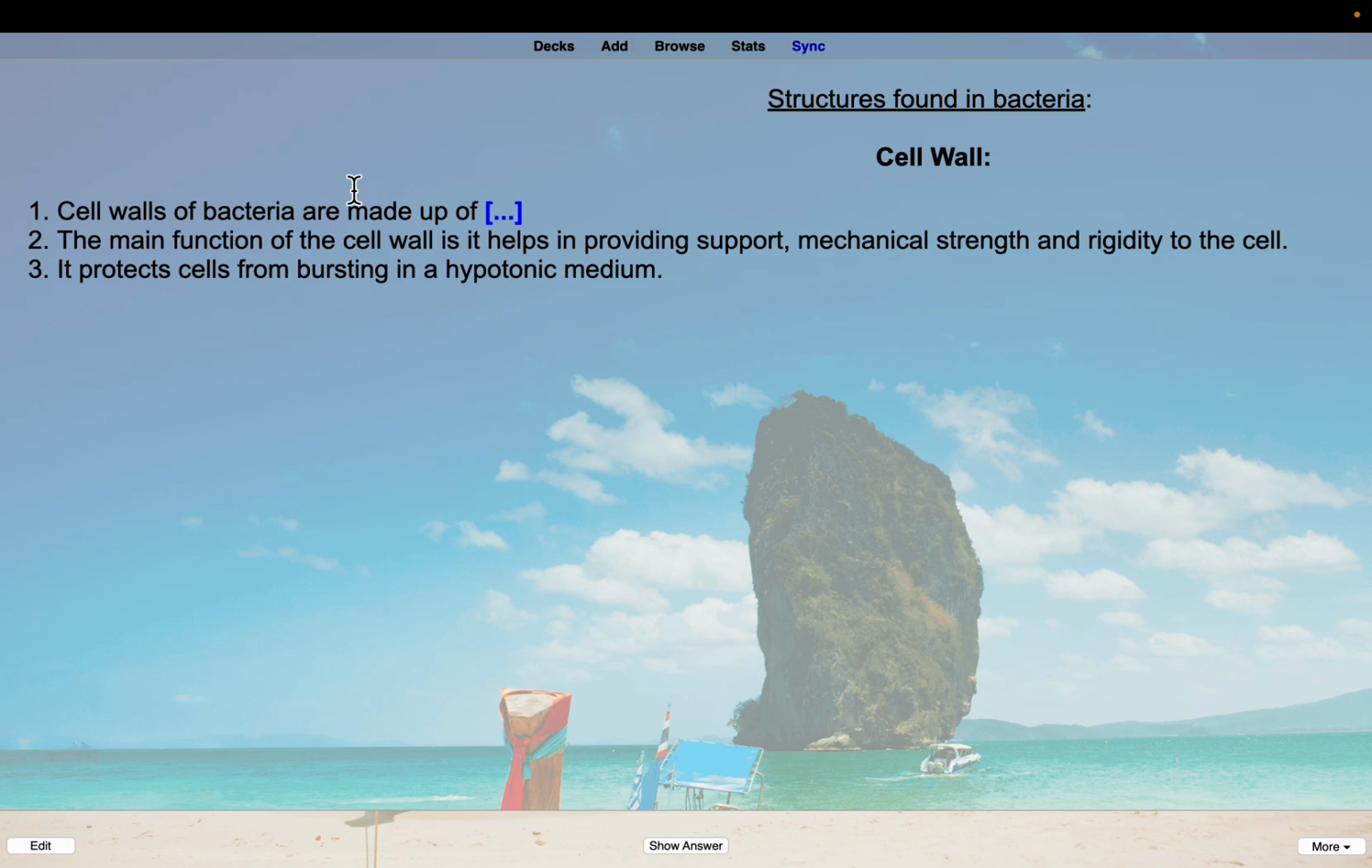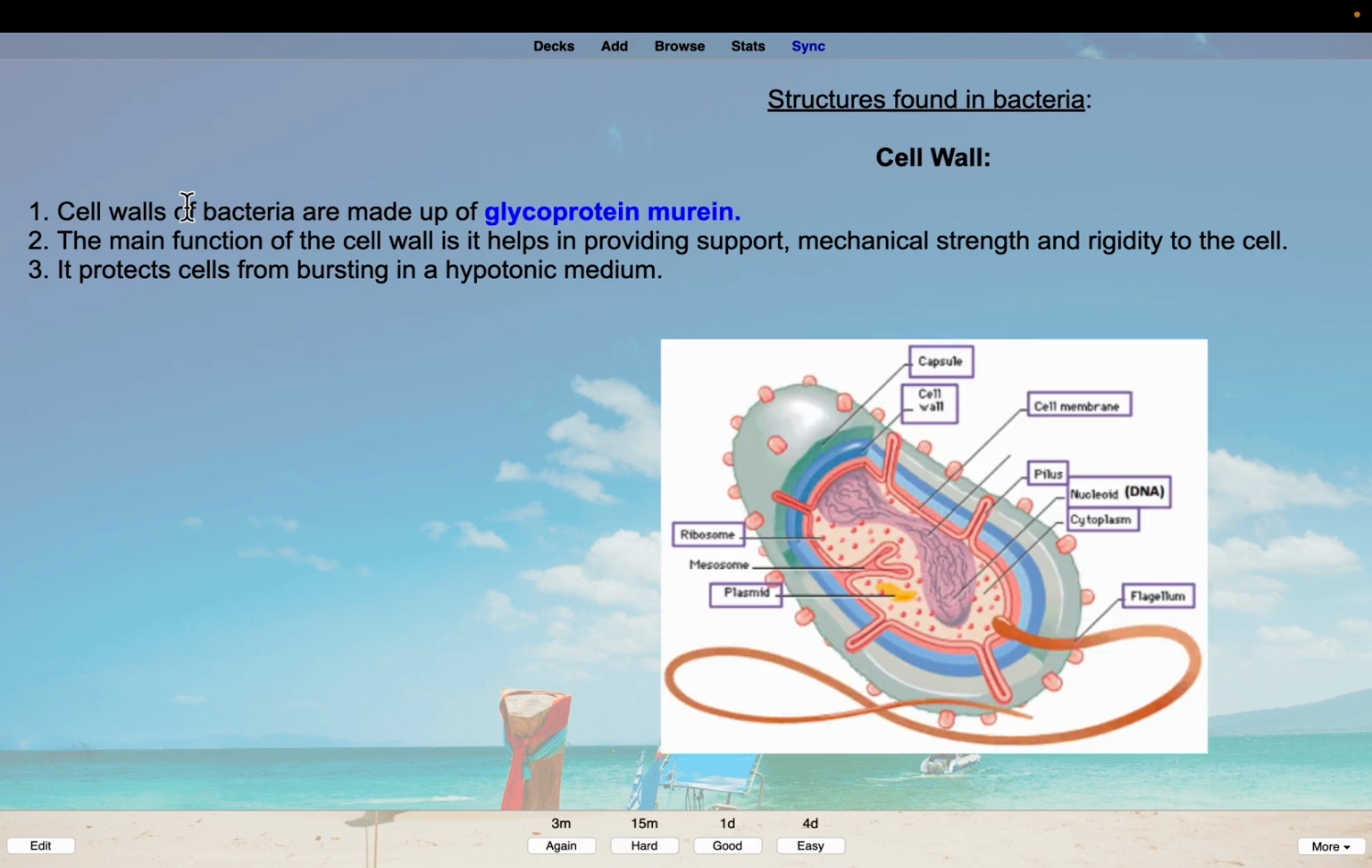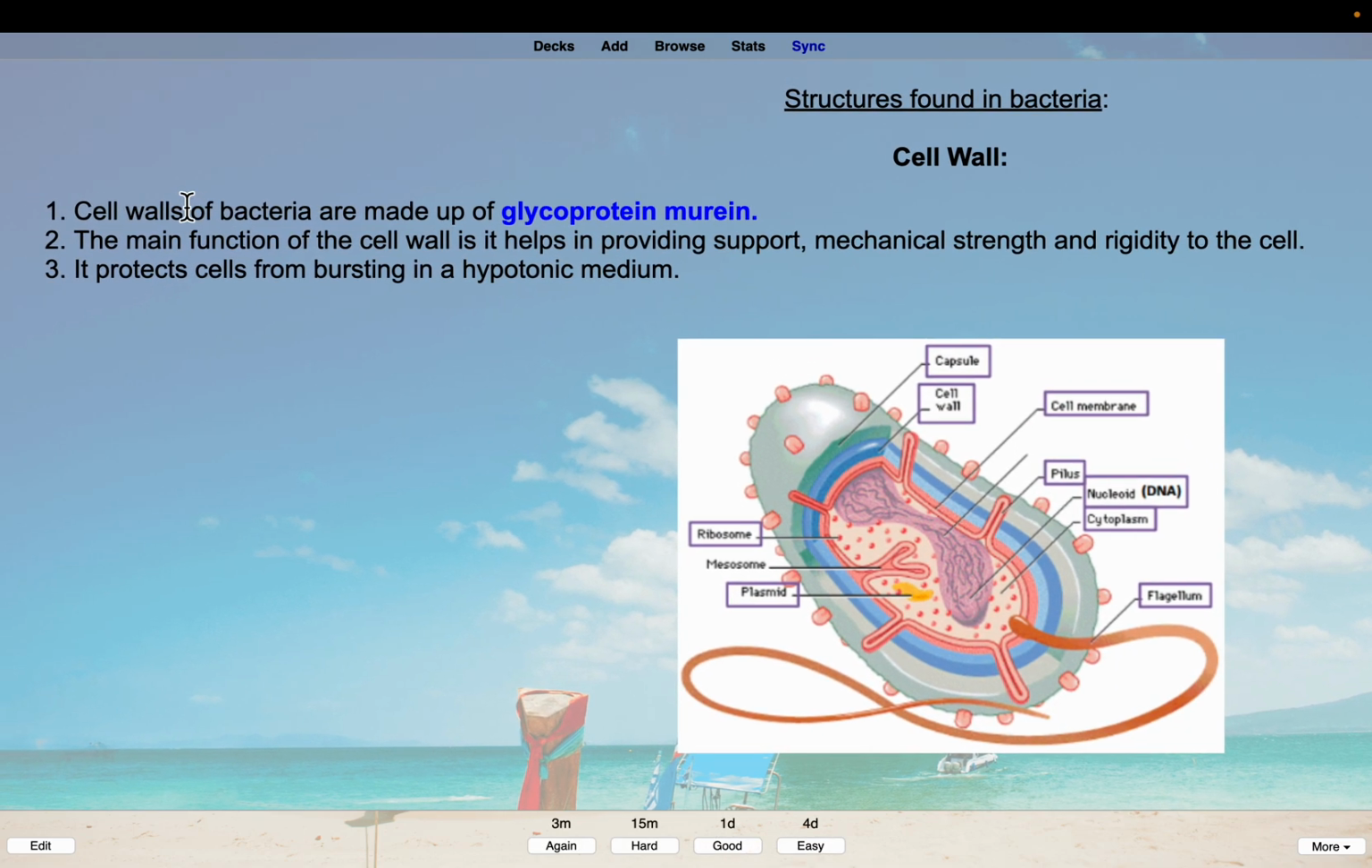Structures found in bacteria. The cell walls of bacteria are made up of what? Glycoprotein murein. And the main function of the cell wall is it helps in providing support, mechanical strength, and rigidity to the cell. And for number three, it protects cells from bursting in a hypotonic medium.